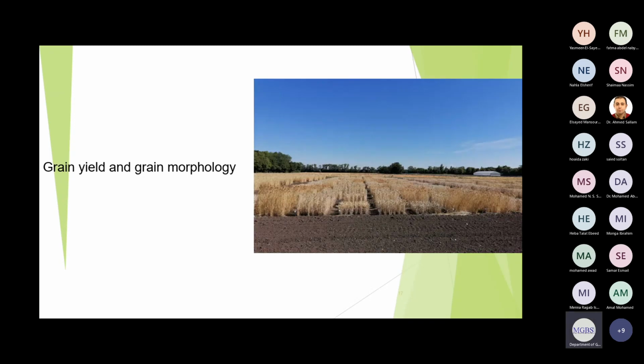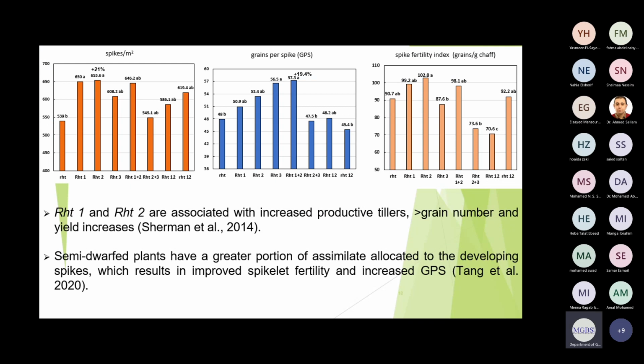I will also show some values of grain yield and grain morphology that you will obtain. So as a general trend, we can see that compared to the RHT wild type, both RHT1 and RHT2, that were the first RHT alleles introduced in breeding programs worldwide, present an increase in spikes per square meter, also in grains per spike, and also an increase in the spike fertility index.